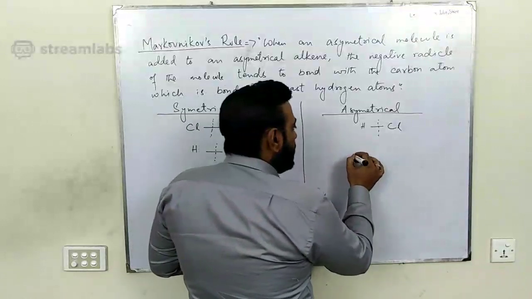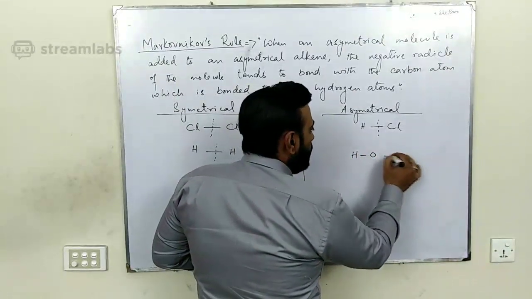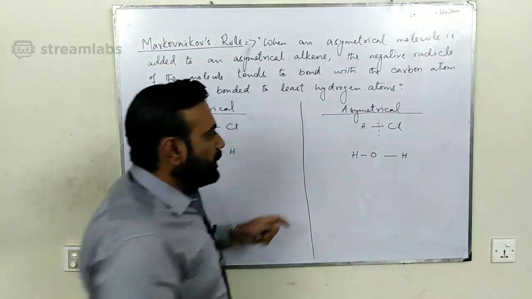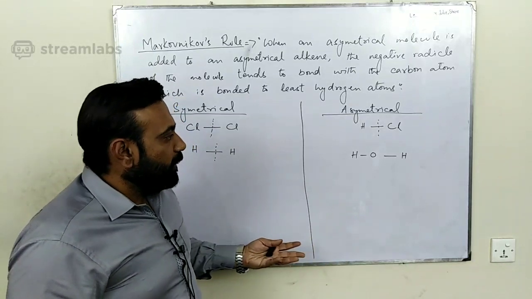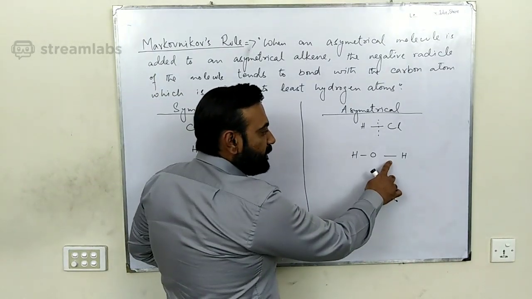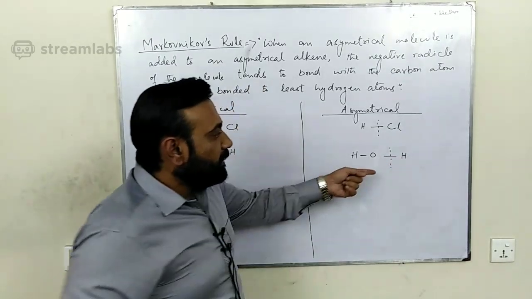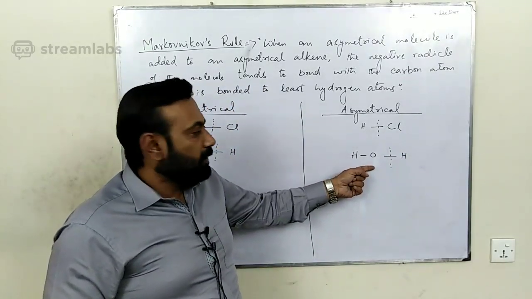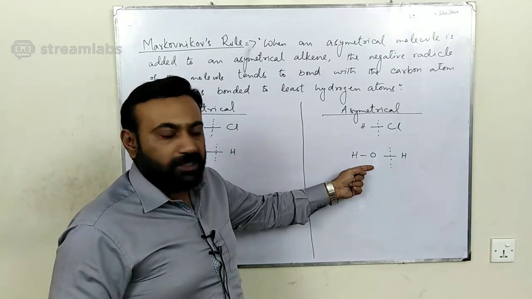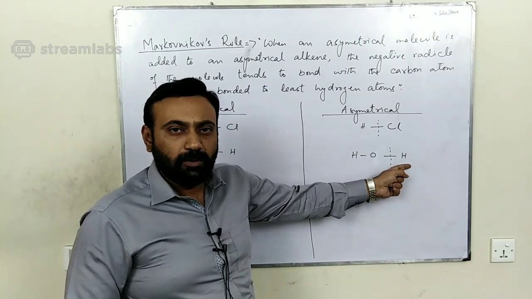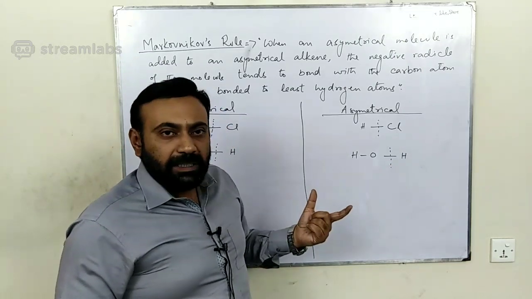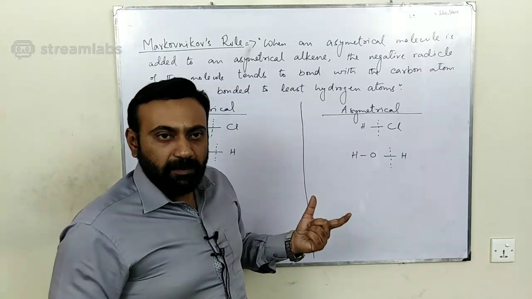Another example is H2O, water. See, whenever water is going to break down, it could break either this bond or this bond. It doesn't matter which bond it is breaking, the radicals produced would be different. One side would produce OH group and the other side would produce hydrogen group. That means this molecule is asymmetrical.